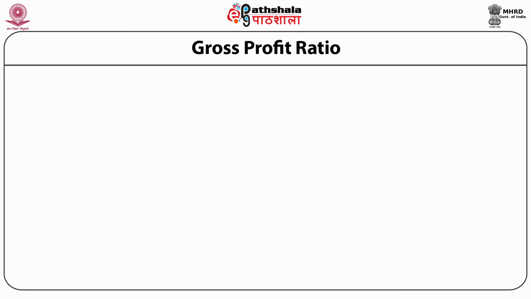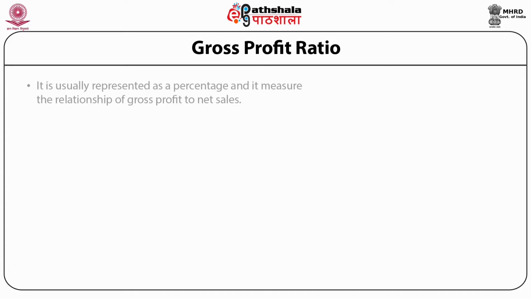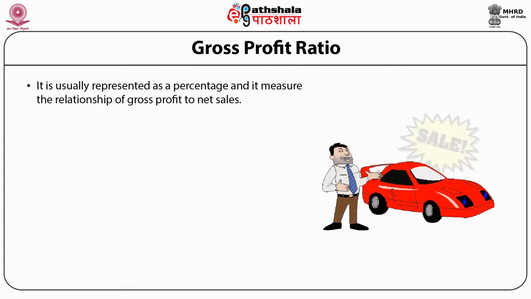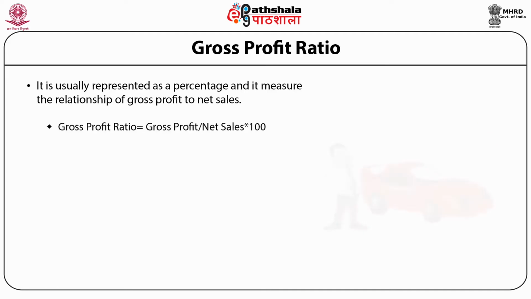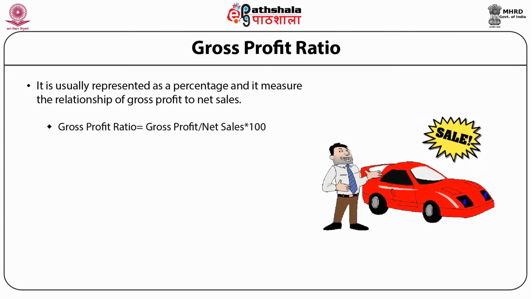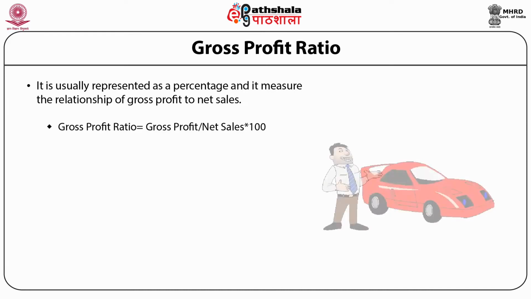First ratio, gross profit ratio. It is usually represented as a percentage and measures the relationship of gross profit to net sales. It can be calculated by dividing the gross profit by sales. That is, gross profit ratio is calculated by using the formula: gross profit divided by net sales, multiplied by 100.